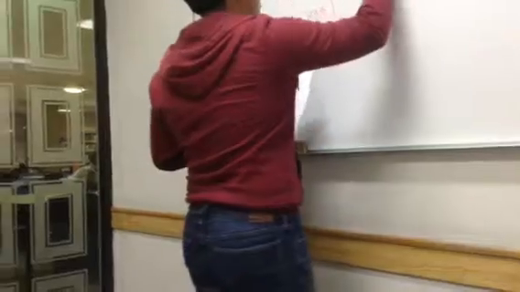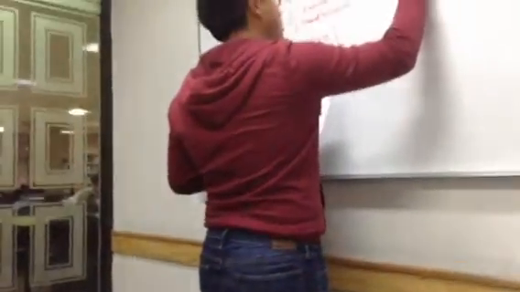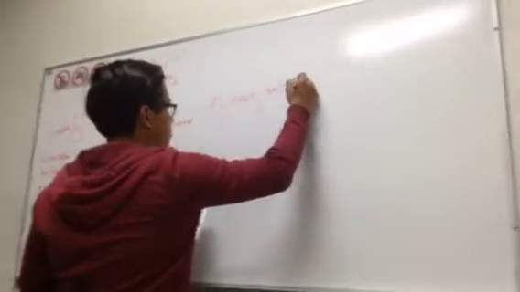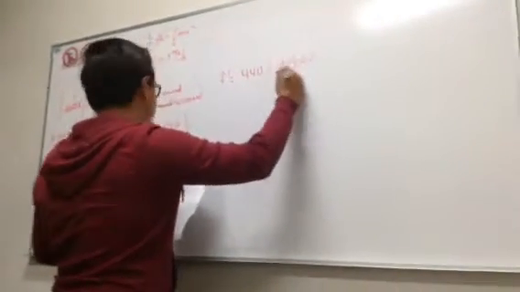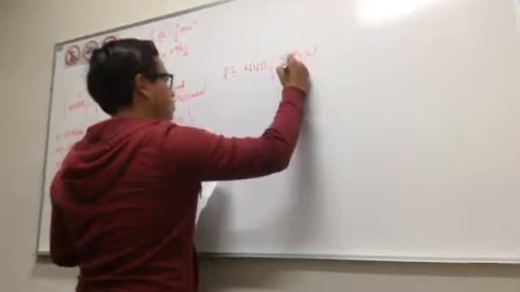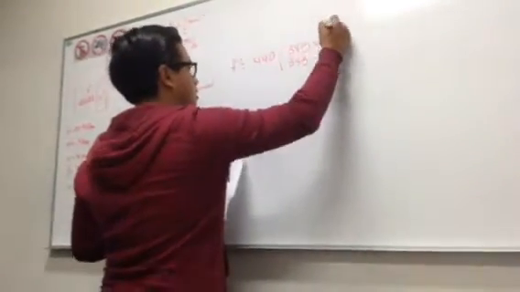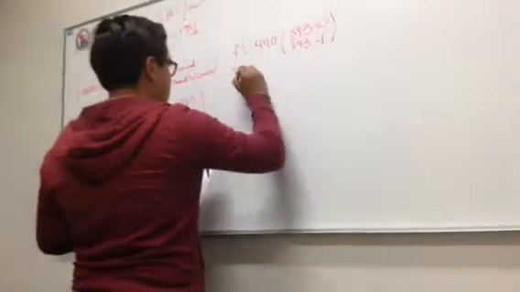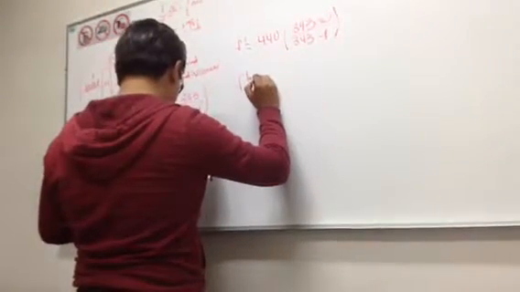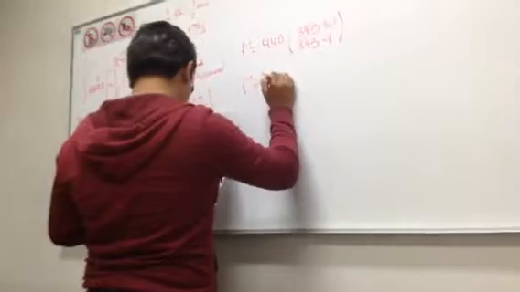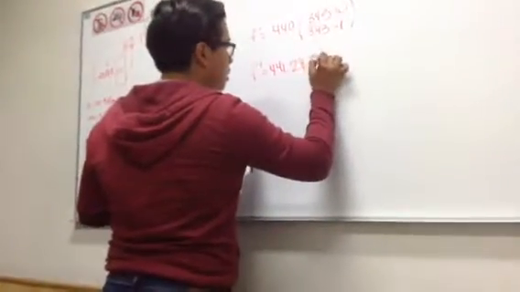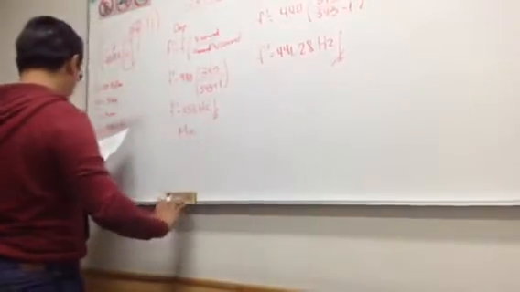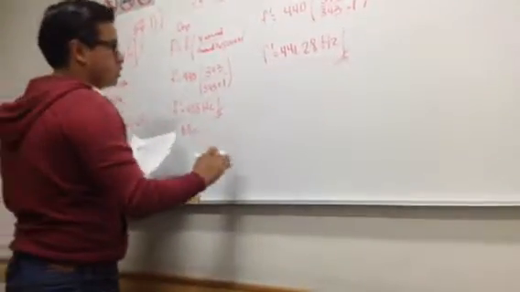Now for the second case, f prime is equal to 440 times 343 plus 0, because the observer isn't moving, over 343 minus 1, because the speaker is moving towards the observer. So the f prime is going to be the maximum of 441.28 hertz. That is the end for this part of the problem.